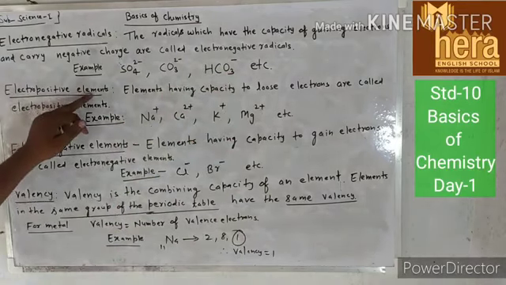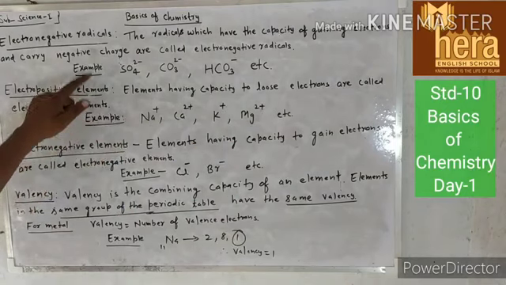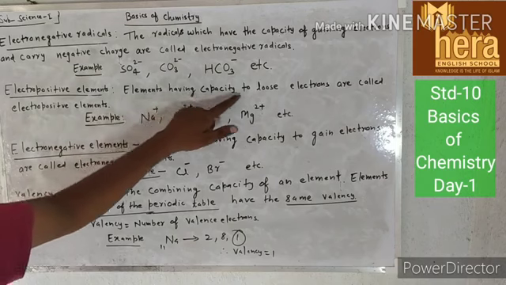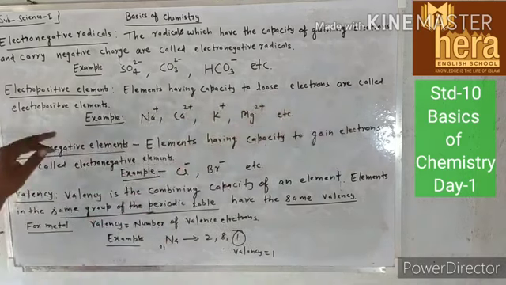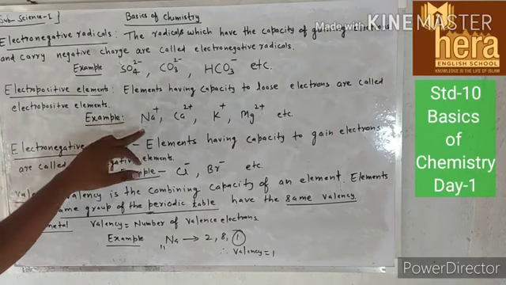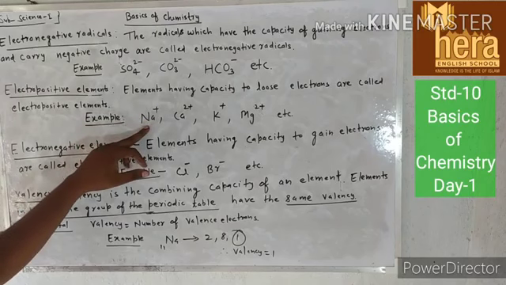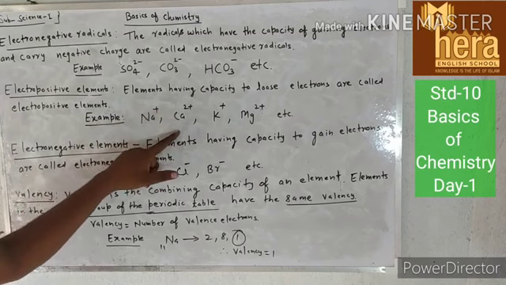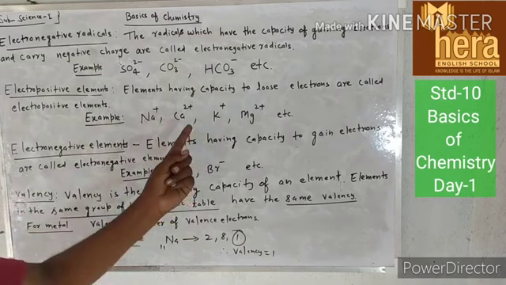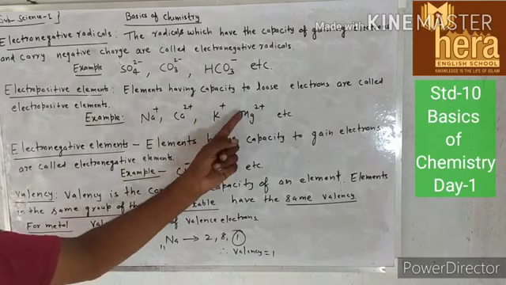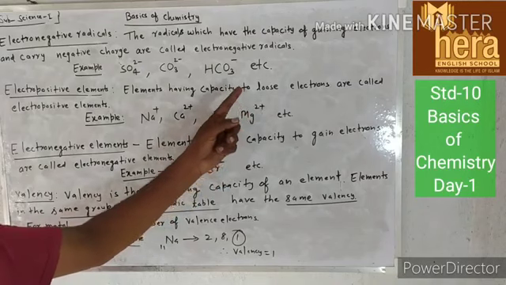Electropositive elements. This is an element; this was radicals. Elements mean a single atom. Elements having the capacity to lose electrons are called electropositive elements. Example, Na plus, sodium plus. It means they can lose only 1 electron. Ca2 plus, calcium 2 plus, can lose 2 electrons. Potassium K plus can lose 1 electron. Mg2 plus, magnesium, can lose 2 electrons.